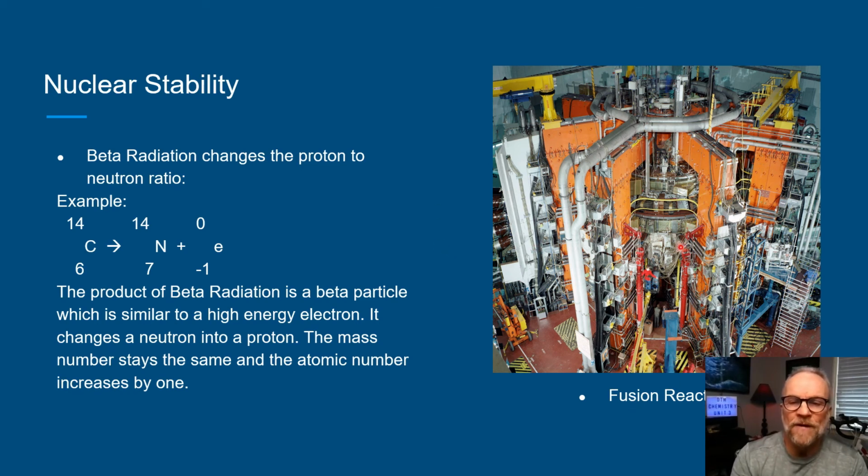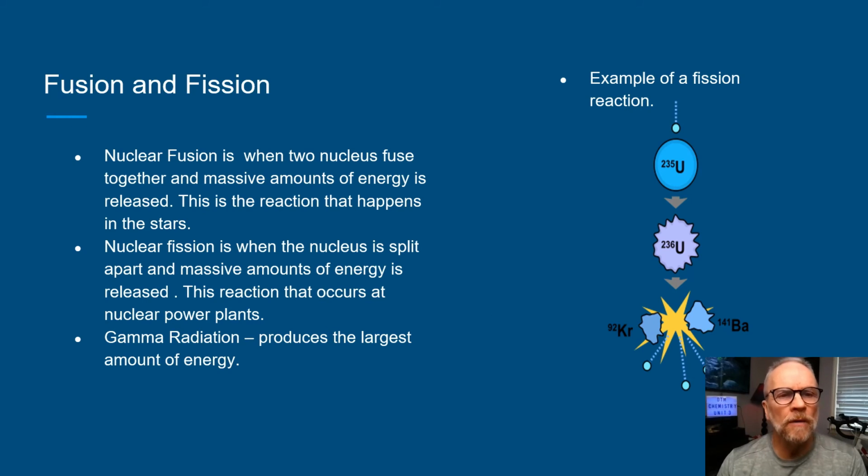We have a fission reactor here. In our previous slide we had a regular nuclear reactor, which is a fusion type of reactor. And we'll talk more about those as we go through. So here we have a discussion of nuclear fusion and nuclear fission. Nuclear fusion is when 2 nuclei fuse together and massive amounts of radiation is released.